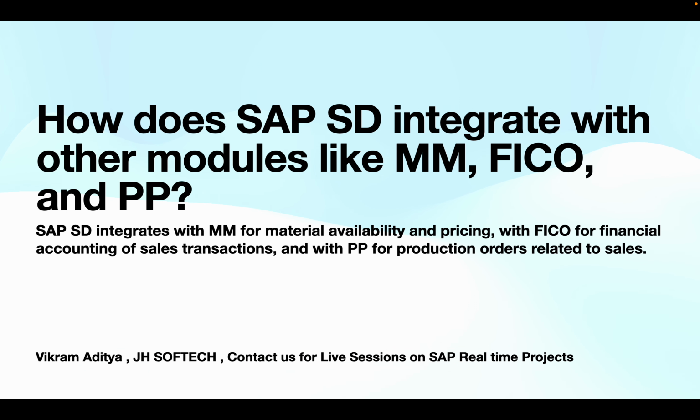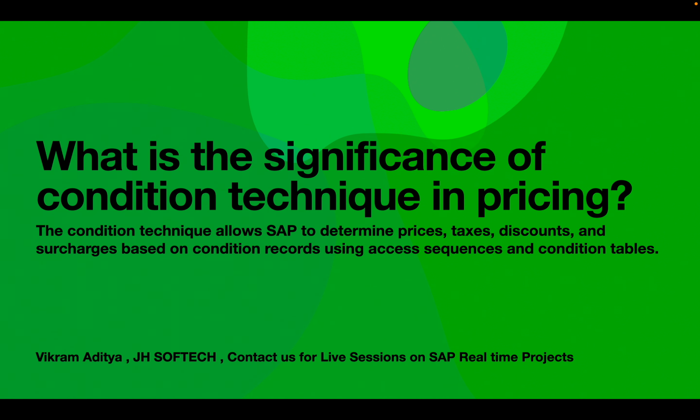How does SAP SD integrate with other modules like MM, FICO, and PP? SAP SD integrates with material management for material availability and pricing, with FICO for financial accounting of sales transactions, and with PP for production orders related to sales.